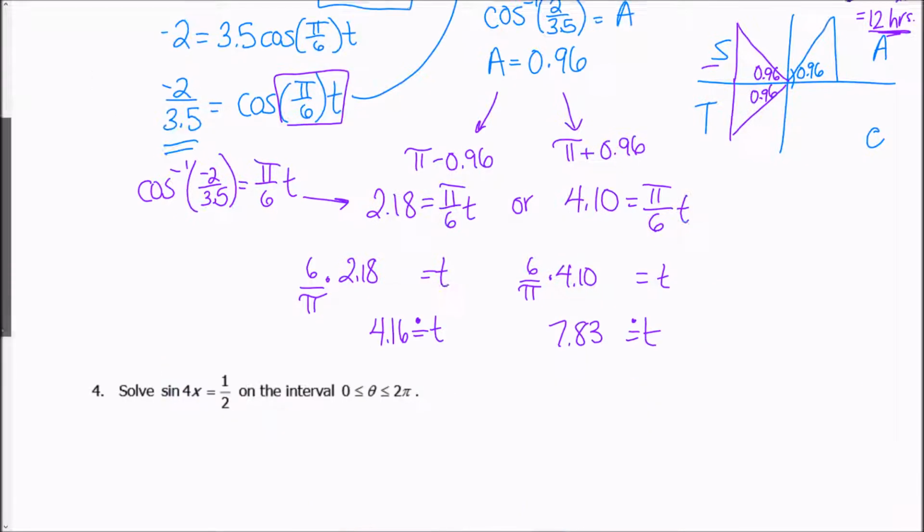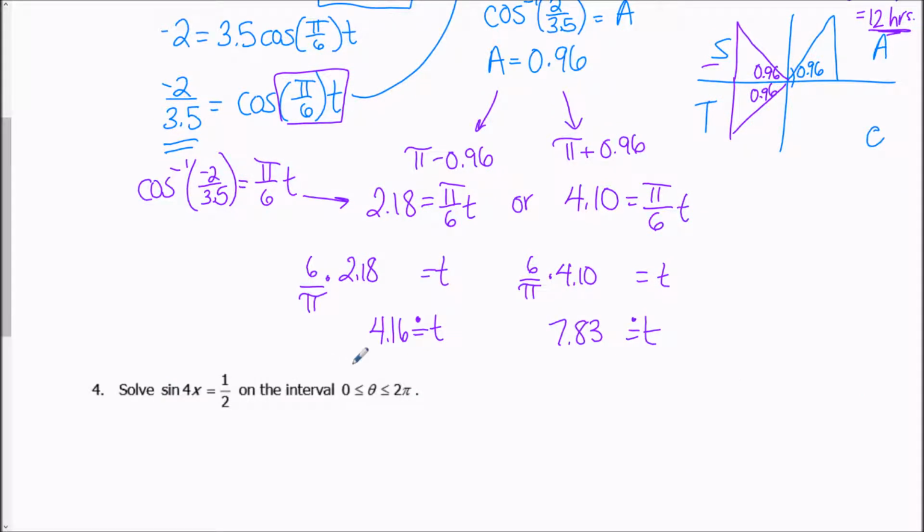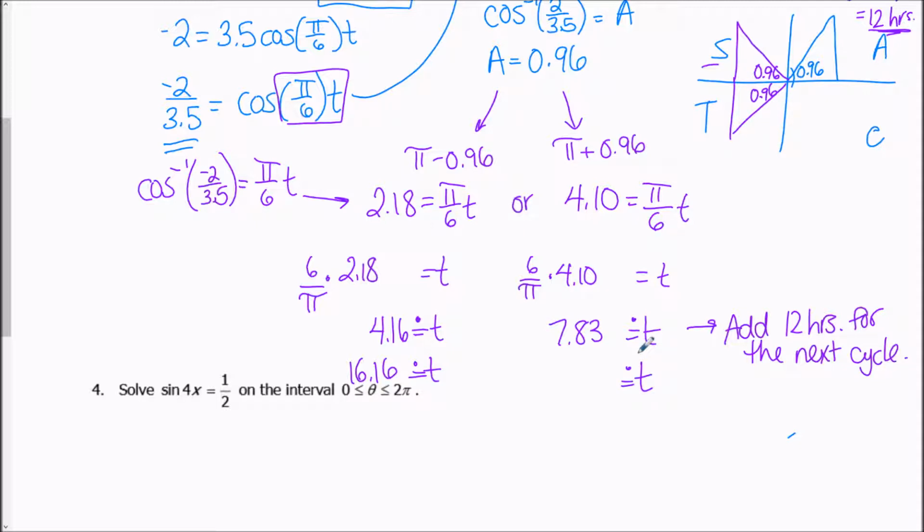Okay, so that means that we also can add 12 hours for the next cycle. Okay, so here when I add 12 hours right here, that means t is equal to approximately 16.16. And here when I add 12 hours onto here, I get that t is approximately equal to 19.83.